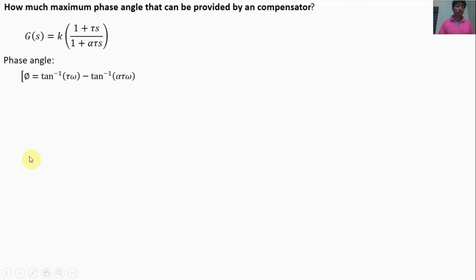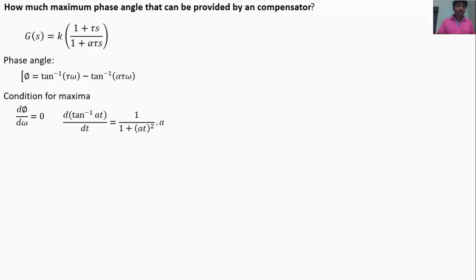Here the variable is omega. Alpha and tau are constants. We have to differentiate the phase angle by omega and equate it to 0. This is the condition for maxima. Already we know that. Just refer to the mathematics: what is the condition for maxima or minima? Now differentiate.